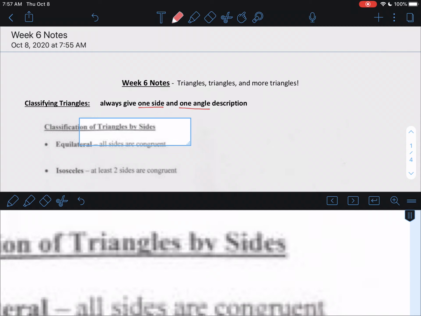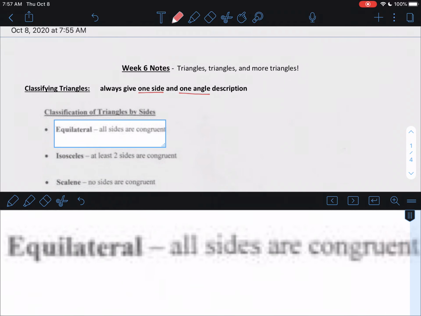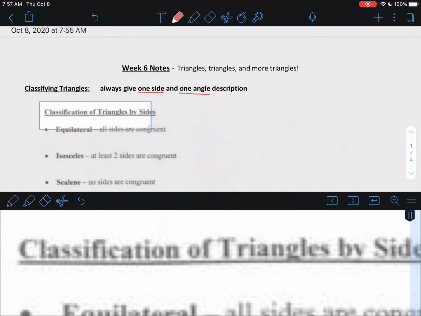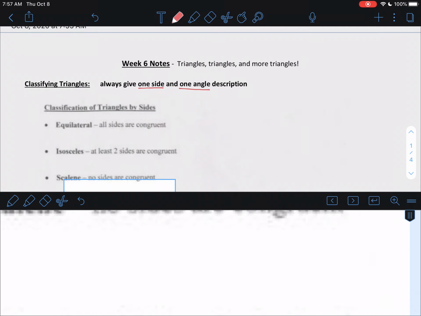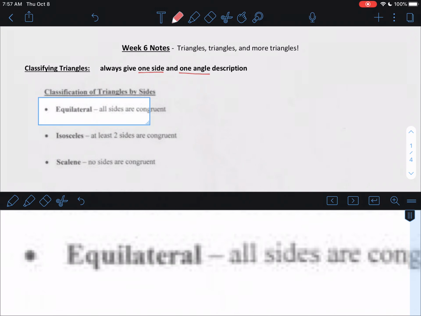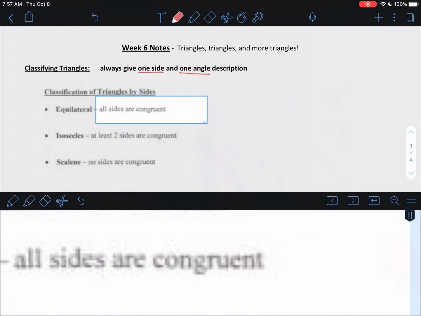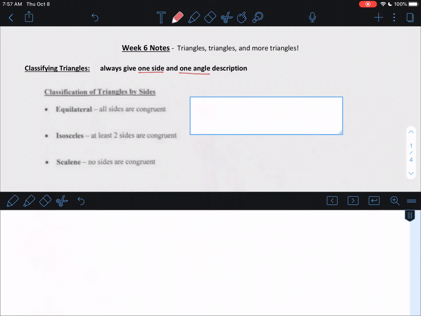All right, so we have our classifications of triangles by the sides, and these are the big 3. These are the 3 that we're going to see the most. We're going to see classification by sides more often than classification by angles. These are the only 3 types of triangles classified by their sides. So we have equilateral, which means all sides are congruent.